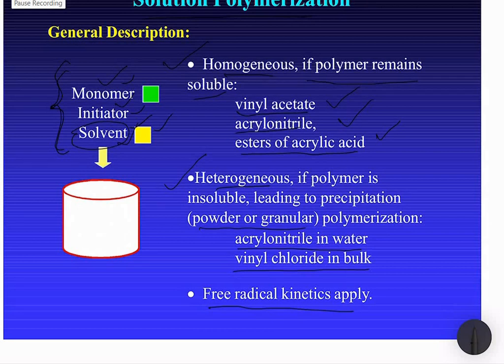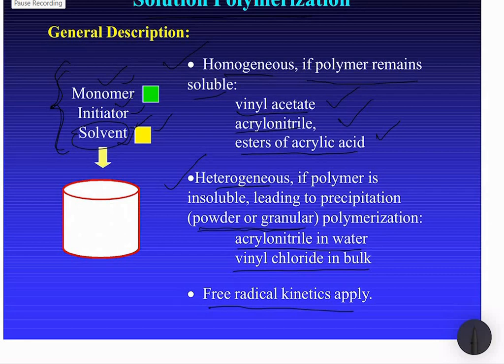So in the beginning, we have a homogeneous system, but with time, we see there is a precipitation of the polymer because the polymer is not soluble in the solvent that is being used. That way it is called a heterogeneous solution polymerization system. And in this case, the precipitation of the polymer is obtained in the form of powder or granules depending on their size. Now, acrylonitrile polymerization in water or vinyl chloride polymerization in bulk, right?